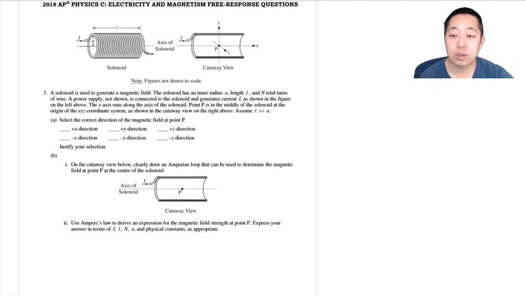Today we're going to be wrapping up the AP Physics C, E and M free response questions, and this is set 1 of the questions, by the way.